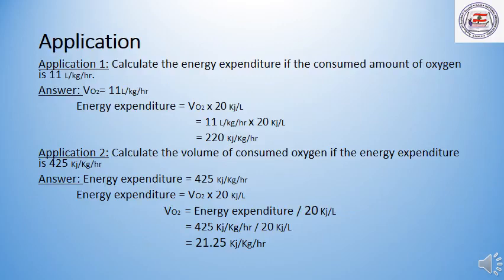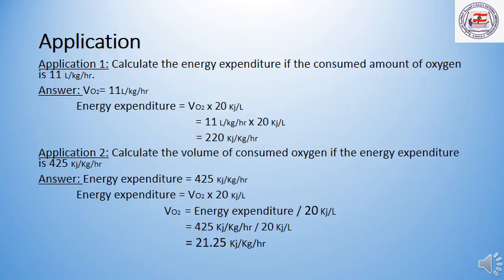Calculate the energy expenditure if the consumed amount of oxygen is 11 liters per kilogram per hour. We just apply the formula that we just covered. The given is volume of oxygen used is 11 liters per kilogram per hour. The formula of energy expenditure is energy expenditure equals volume of O2 multiplied by the thermal coefficient, which is 20 kilojoules per liter, equals 11 times 20, which is equal to 220 kilojoules per kilogram per hour.